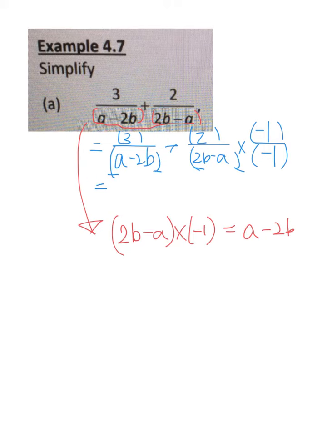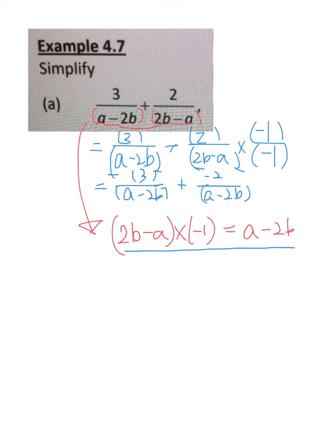For the fraction at the front, there's no change. But for the fraction at the back, after multiplying by negative 1, the numerator 分子 will become negative 2. And for the denominator, as we are using this relation, it will become a minus 2b. So now you can see that these two fractions have the same denominator. That is the common denominator.